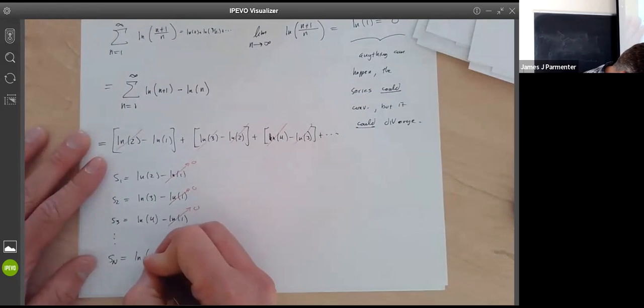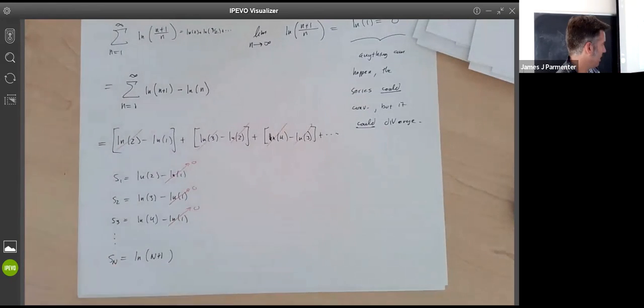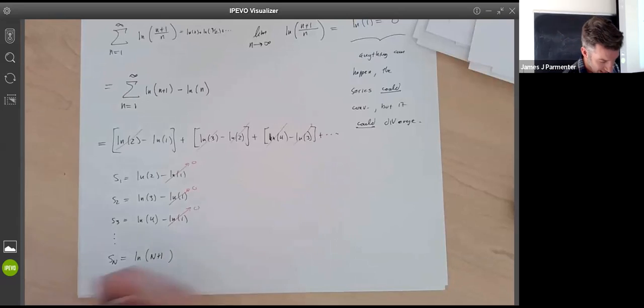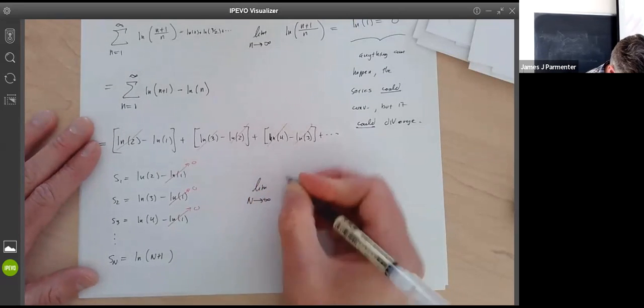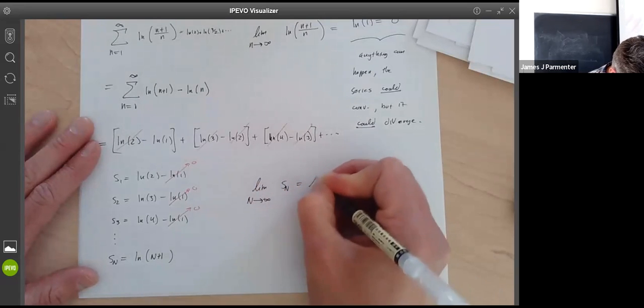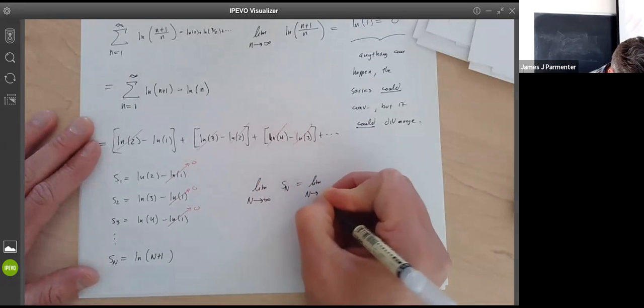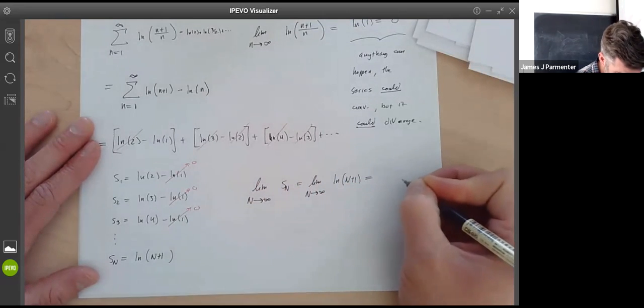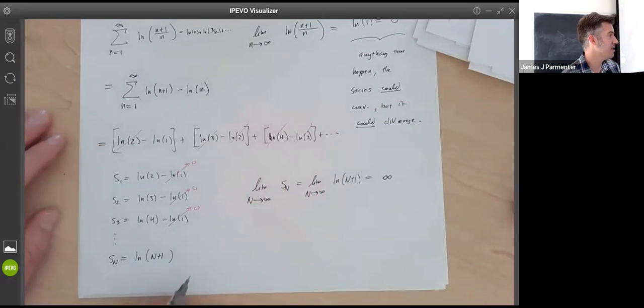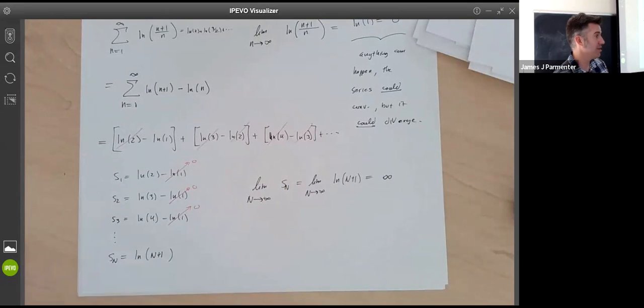Yeah, exactly. And that's where the problem is. Because if the nth partial sum is the natural log of n plus 1, and we take the limit as n goes to infinity of our nth partial sum, we're going to get the limit as n goes to infinity of the natural log of n plus 1, which is infinity.